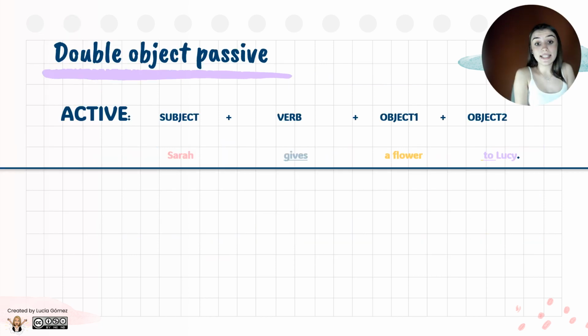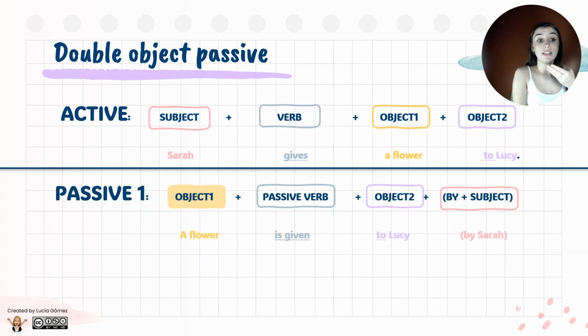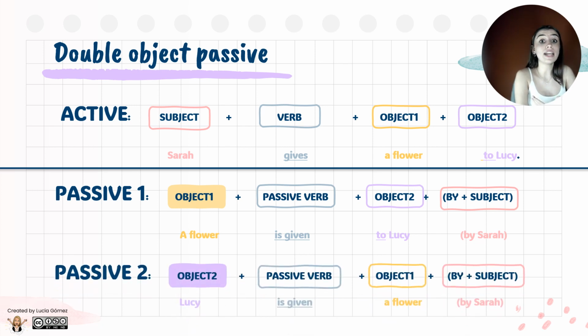So in this slide, you can see how from that active, we can create the first passive, placing the object 1 at the beginning, or the second passive, ¿vale? Aquí tendríamos esta primera pasiva que sería de la misma manera utilizada en español, cogiendo el objeto 1, el complemento directo y poniéndolo al principio, y después la pasiva 2 con el complemento indirecto, que aparece sin ningún tipo de preposición, ¿vale?